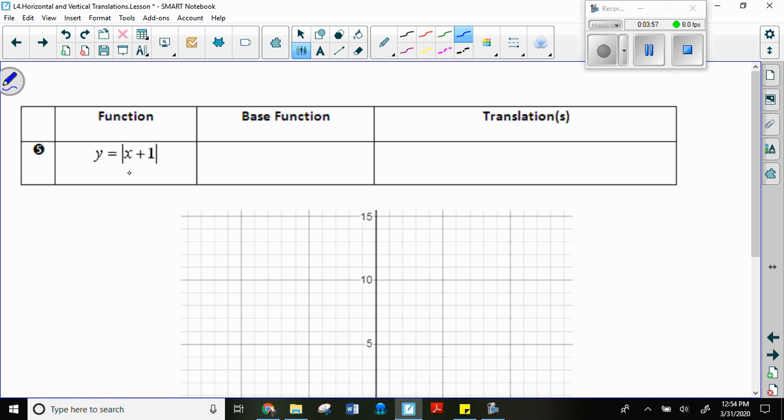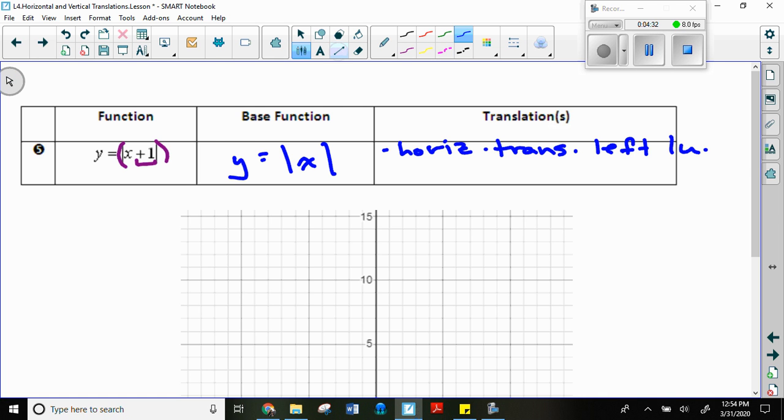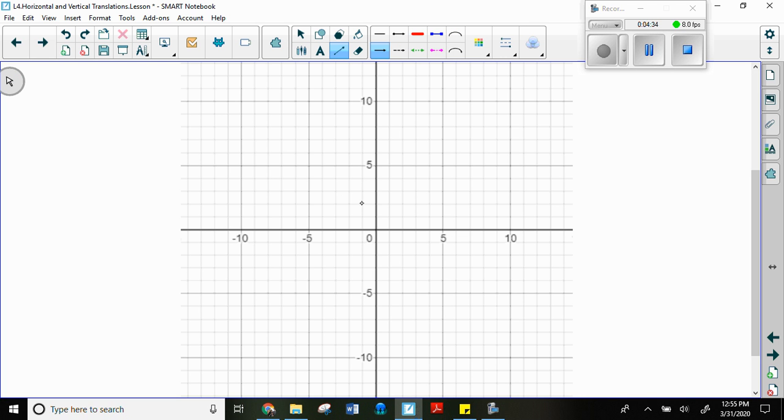Okay, here's our absolute value, and we're going to have a +1. So this is only a transformation that's acting on the inside of the absolute value function. So it's only going to hit our horizontal. So our base graph, again, is y equals the absolute value of x, and our translation is going to be a horizontal translation. If it's +1 and it's horizontal, we do the opposite, left 1 unit.